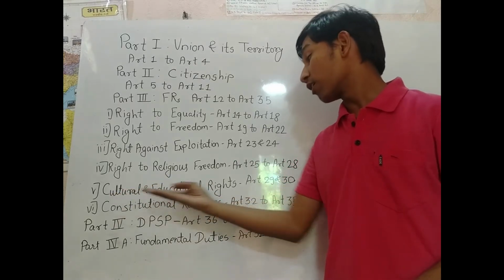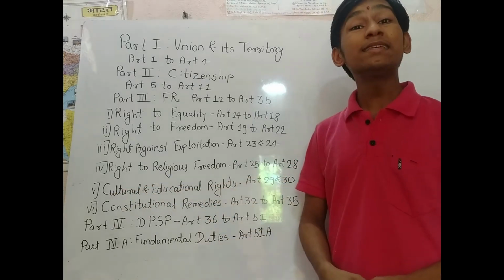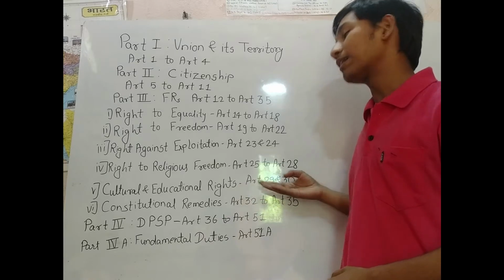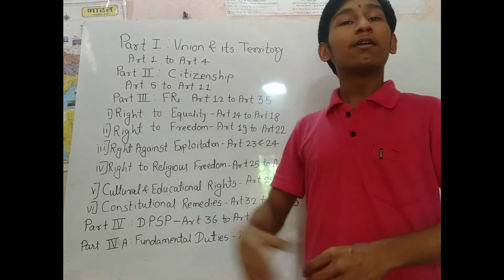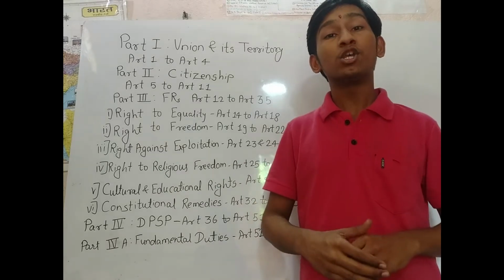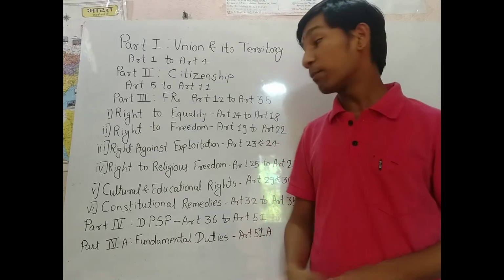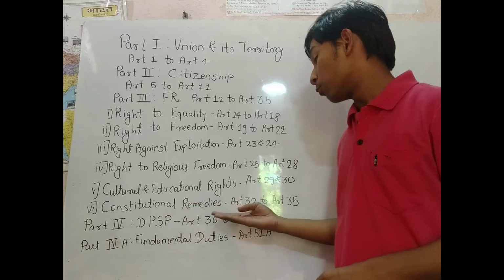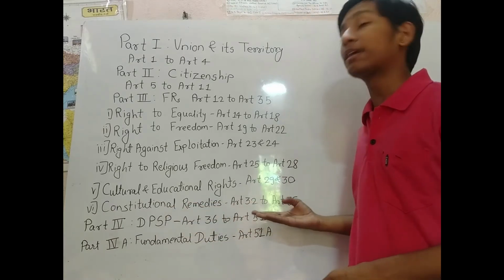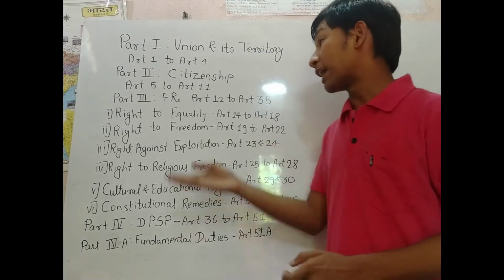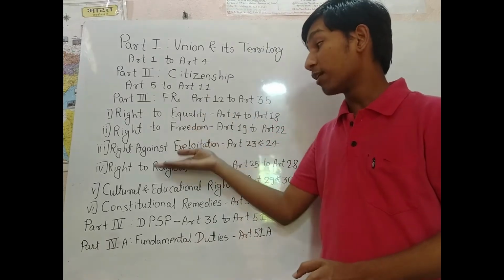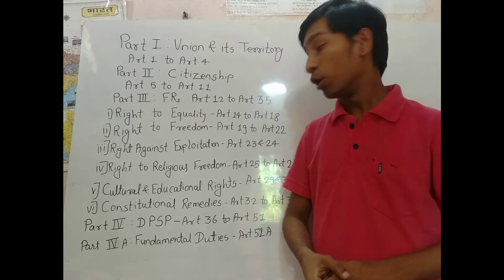Next, it is the cultural and educational rights, which lie from Article 29 to Article 30 of the Indian Constitution. And now, for all these fundamental rights, to protect them, there are the constitutional remedies which lie from Article 32 to Article 35 of the Indian Constitution, by using which we can protect these rights mentioned above on the board.